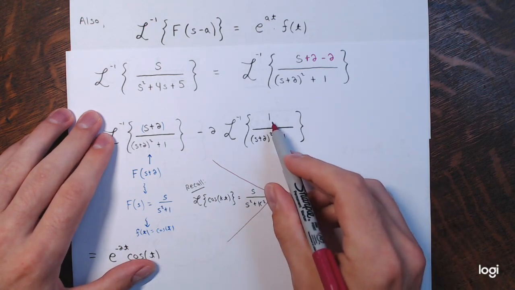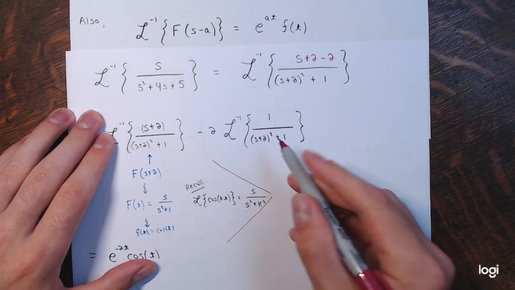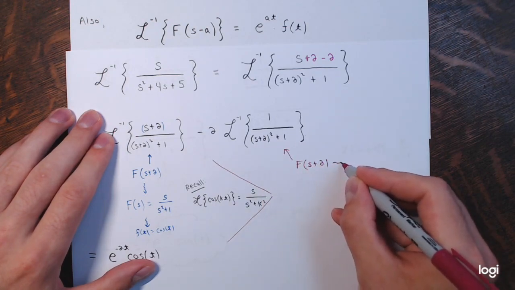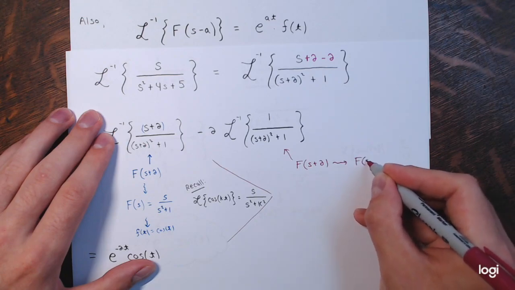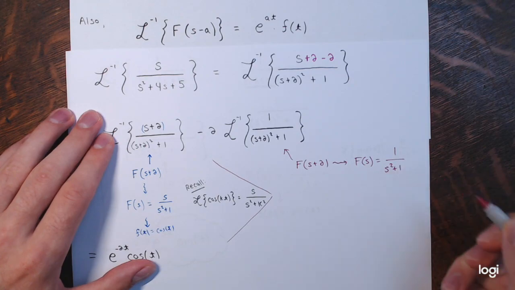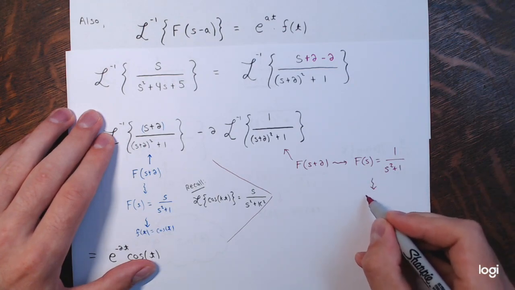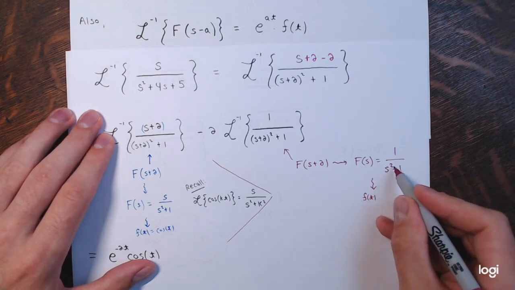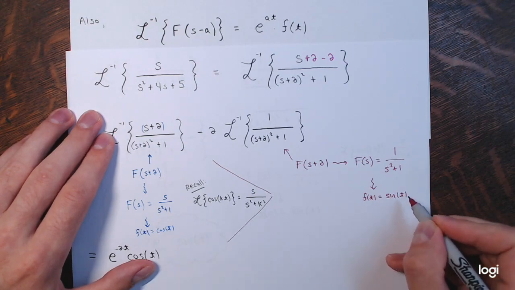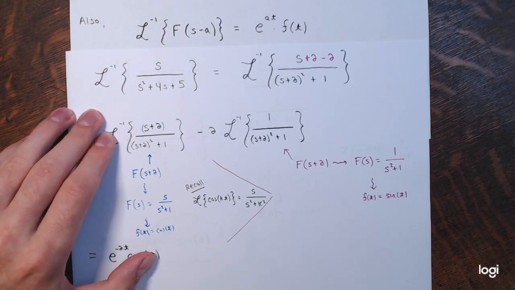So here, again, this is some function where all the s's are replaced by s plus 2, capital F of s plus 2. And if that's the case, then capital F of s must be 1 over s squared plus 1. And we saw this earlier. This means that the function of t with that Laplace transform is the sine of t. Right? The sine of t had a Laplace transform of 1 over s squared plus 1.